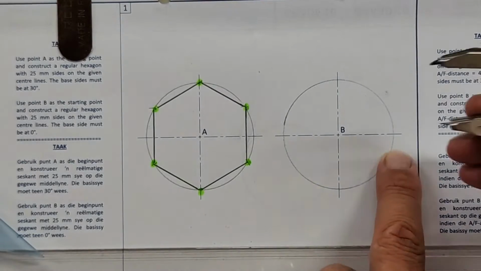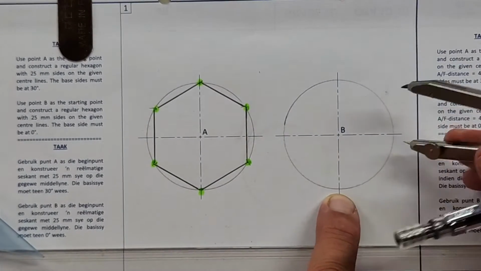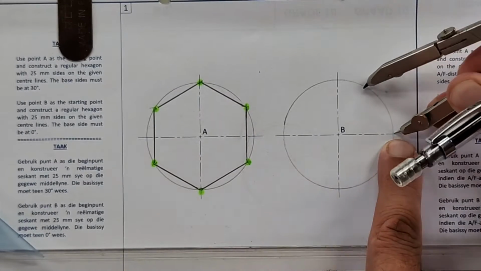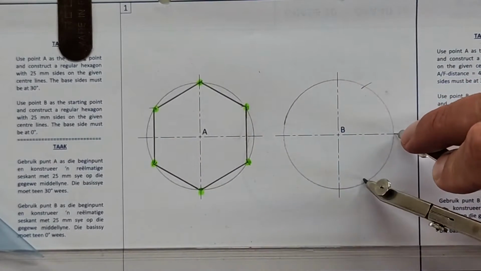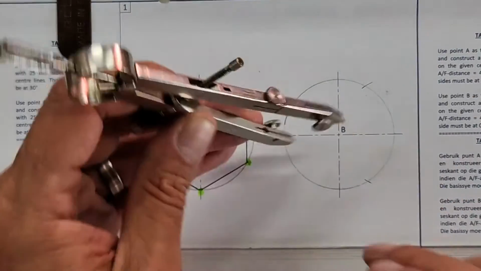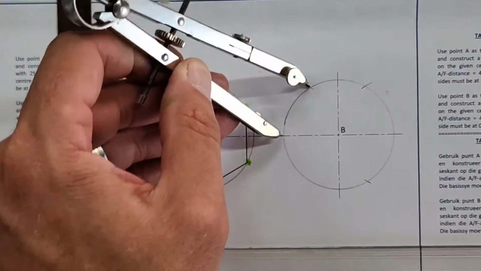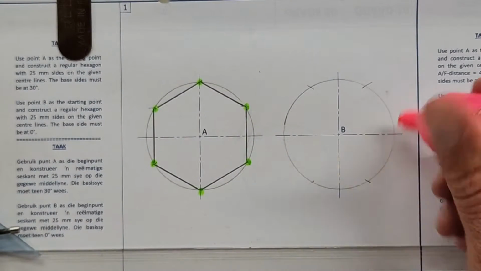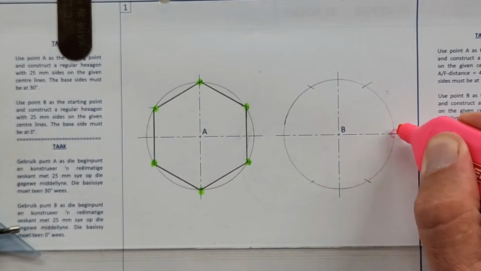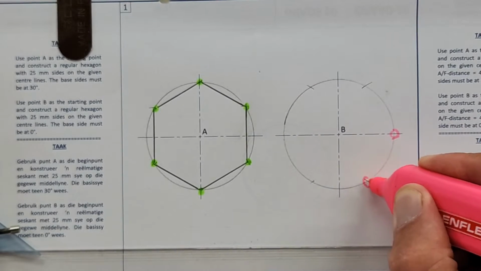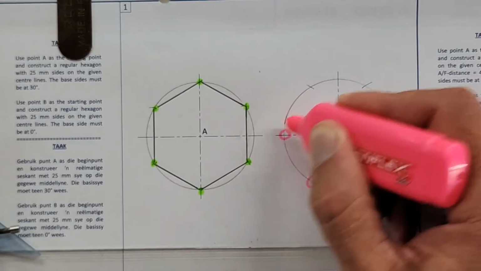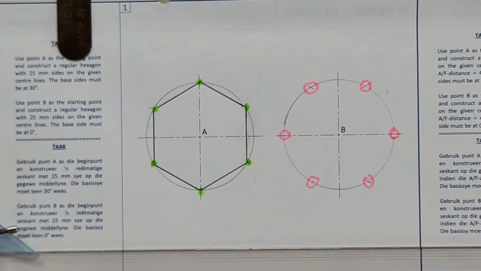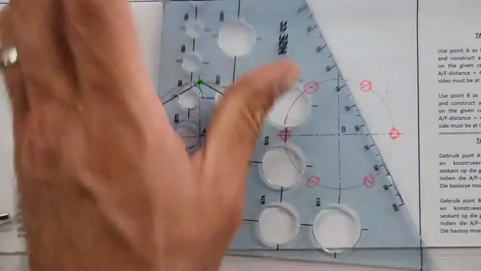Alright, and now instead of starting at the base here, I'm going to start at the corner with my sharp end of the compass. And I go chip, chip, flip it, chip, and chip. So I've got now, that's 1, 2, 3, 4, 5, and 6. Those are my 6 dots, and now I join them in.